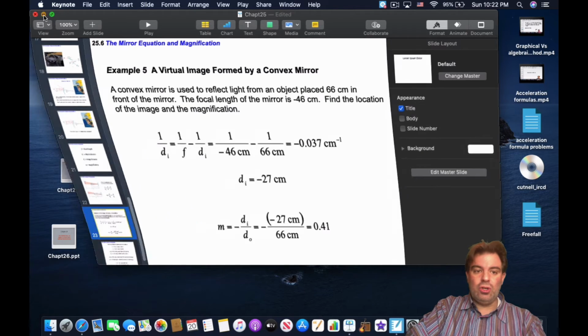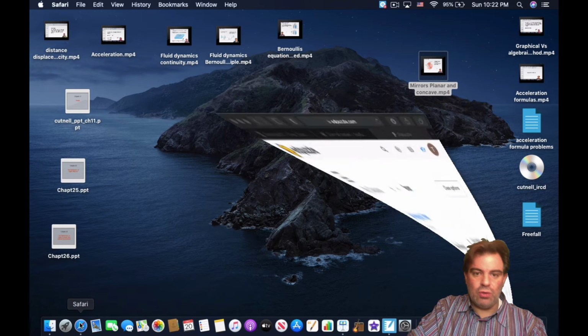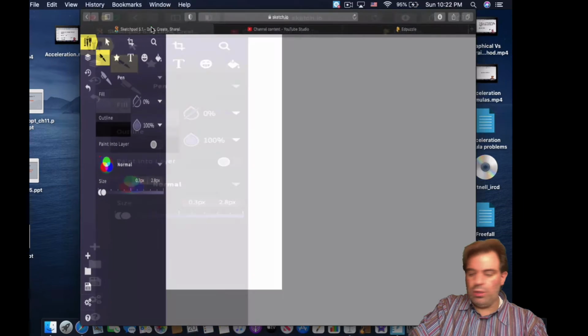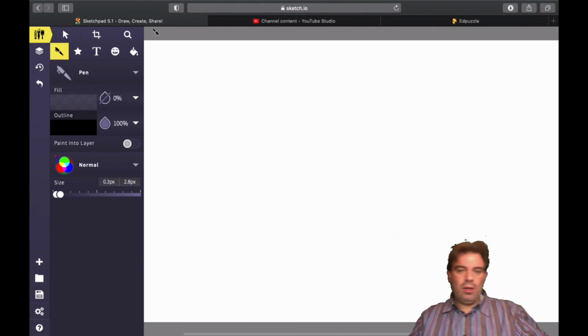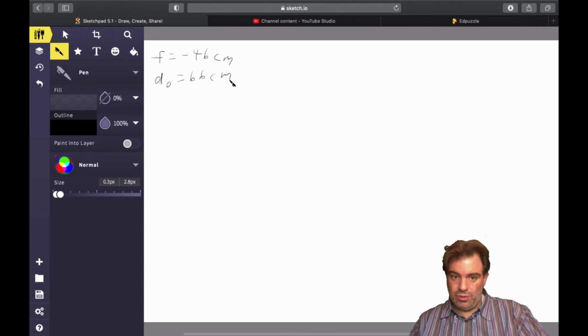So let's go to our sketch pad, which is right over here, and let's enlarge it a little bit. And here we go. So what do we have? They gave us the focal length, which is negative 46 centimeters, and they also gave us the distance of the object, and they told us that it's going to be 66 centimeters.